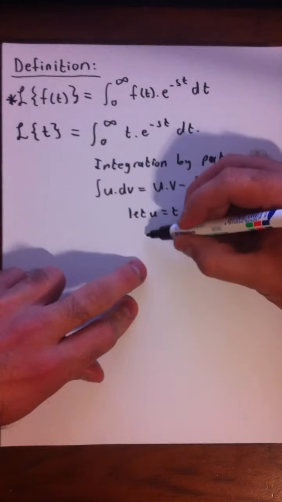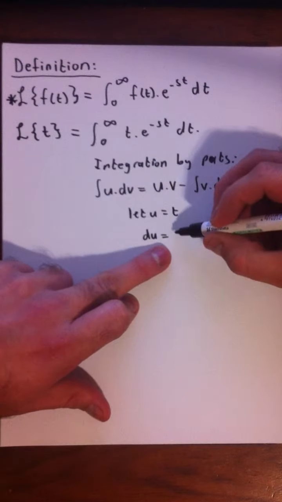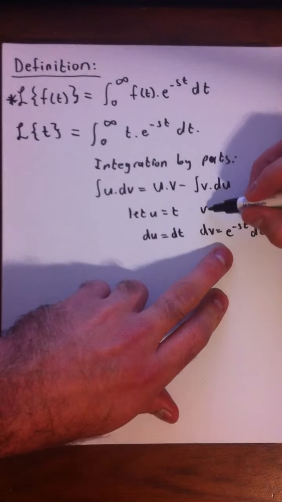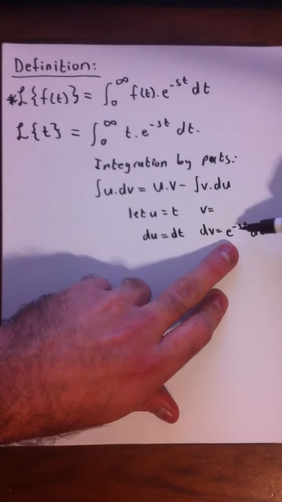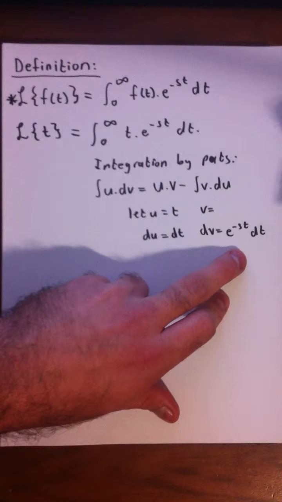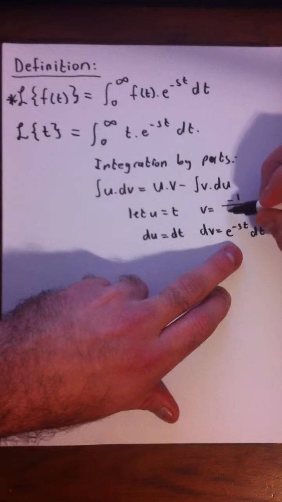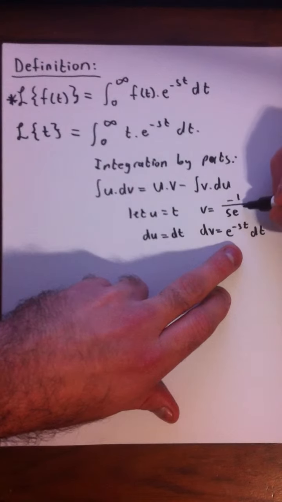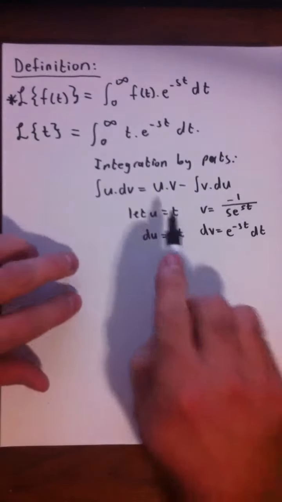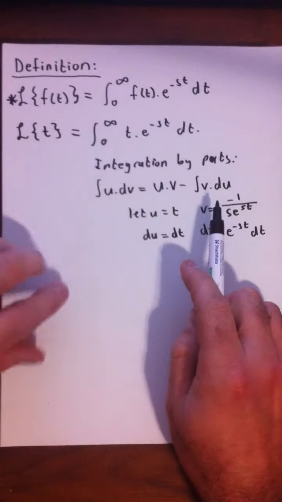Now if we have u, we need to find du as well. The derivative of t is just 1 dt. And now to find v, we'll have to find the integral of this expression. I'm not going to do all the integration here, but you'll see that it's equal to negative 1 over s times e to the power st. Okay, so now we have all these parts, so we can go on from this line here.